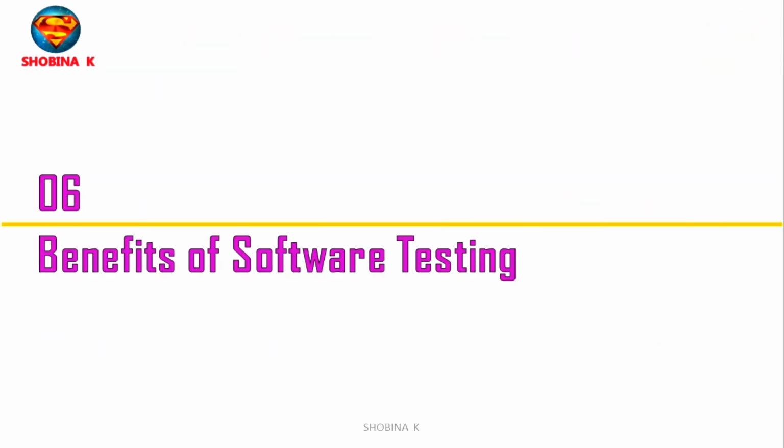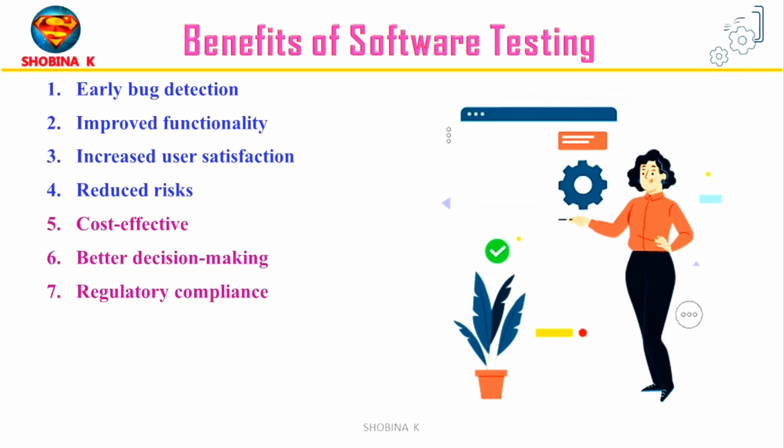Now let's understand the benefits of software testing. The benefits of software testing are listed here. First, early bug detection. Testing helps us to identify and fix bugs early in the development process so that we can save time and money in the long run. Next, improved functionality. Testing ensures that the software functions as intended and meets the user expectation.